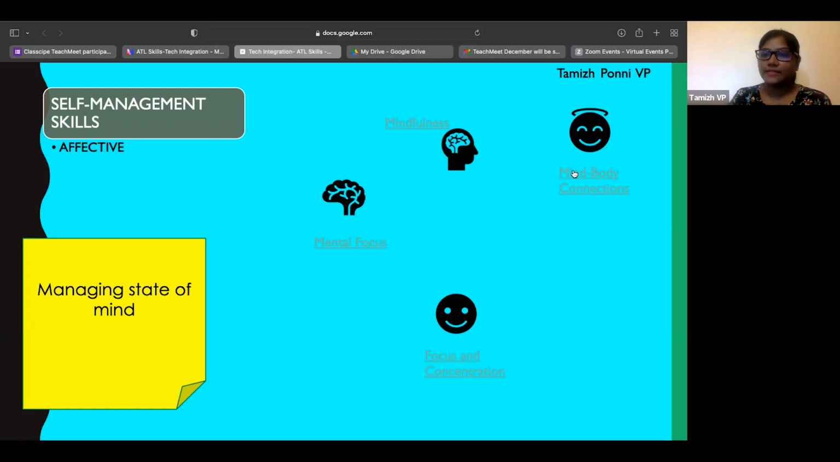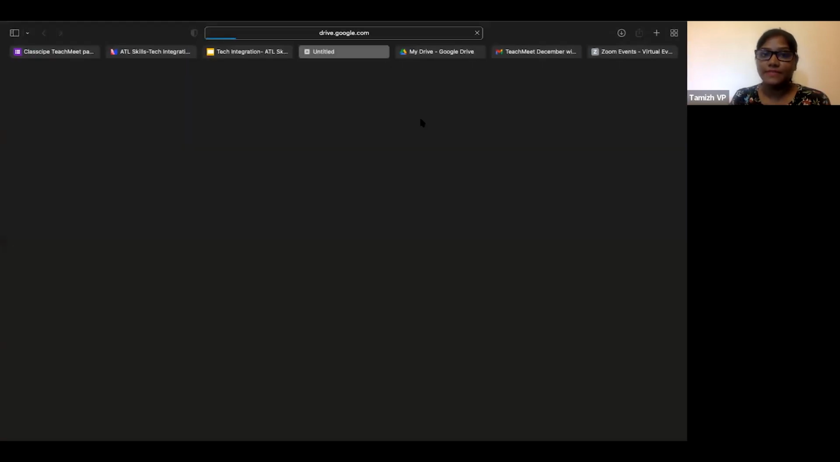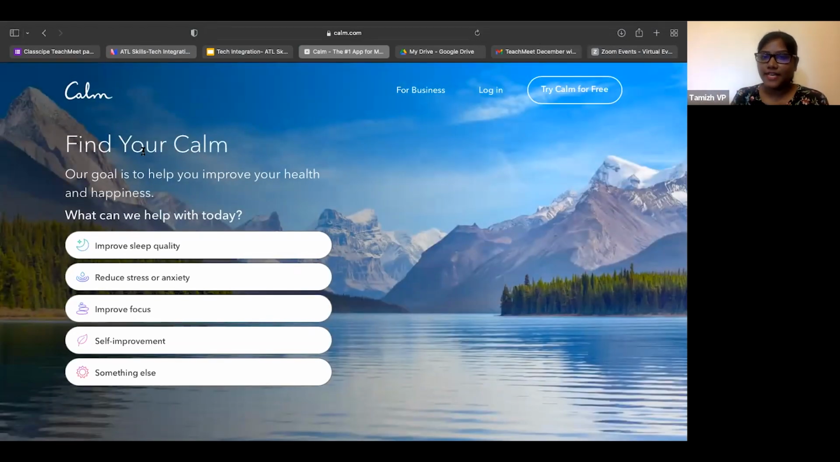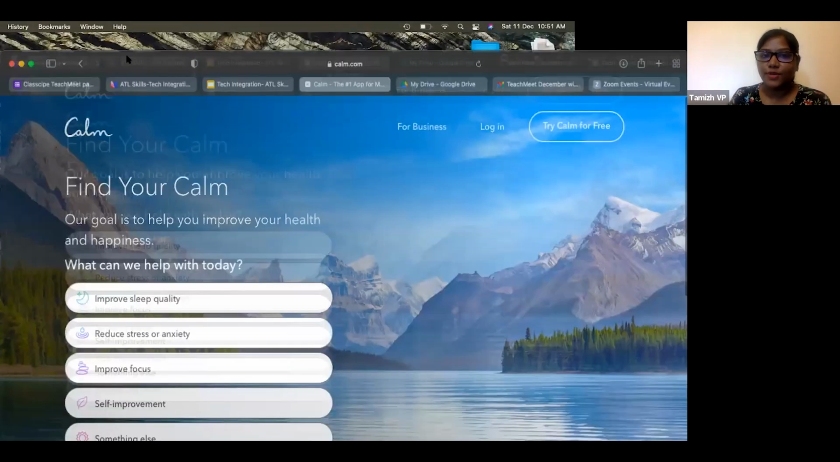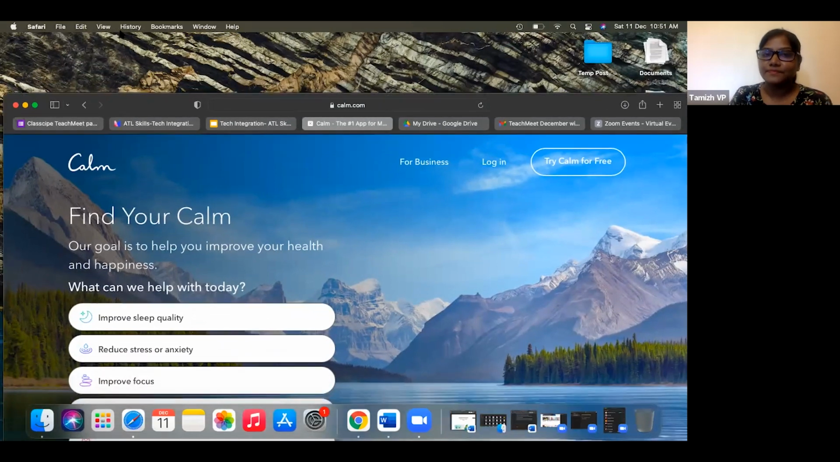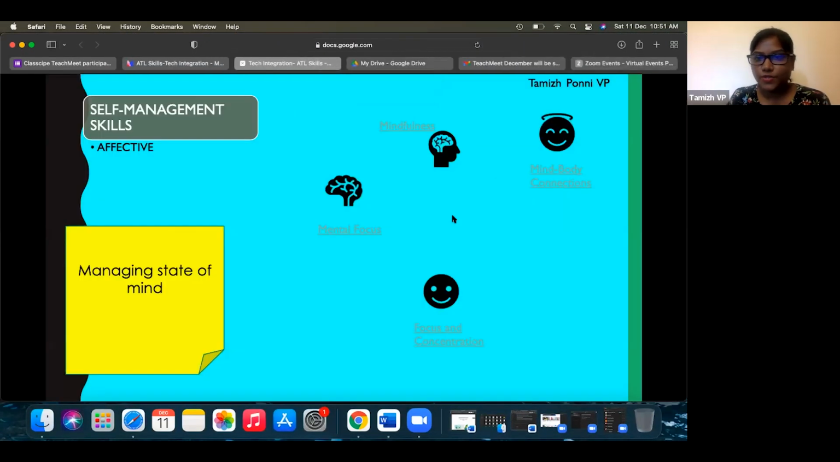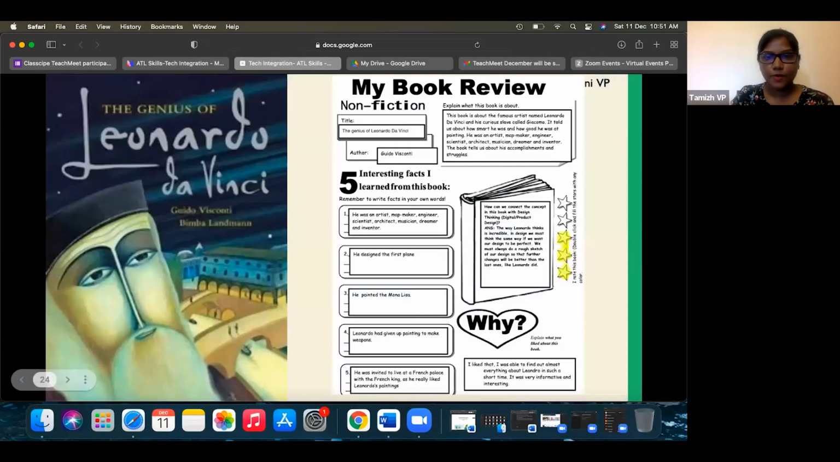So apart from that, these apps can be very helpful. As a teacher, I use an app called Calm, which even helps me. So you have all these techniques for meditation, sleep music, nature sounds and stuff like that, which will help you to just calm down for a bit and relax and renew your energy. So I've connected those things as well to this particular page, so you can use and see how it works in your class.